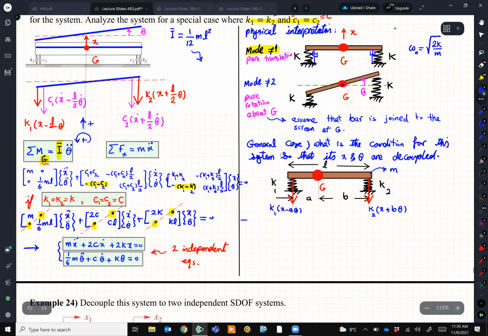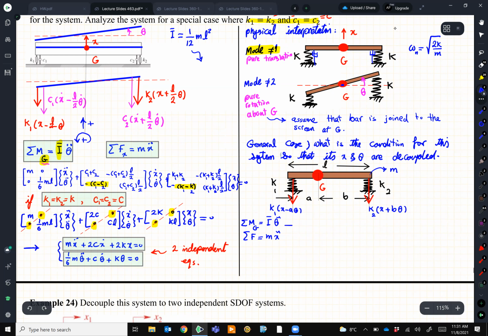I take the moment about point G equal to I bar theta double dot, and I take the forces equal to m x double dot. Two equations similar to the previous one. Again, I'll leave it to you to do all the hard work and the math. At the end, you will get to the stiffness matrix, which you wish to be decoupled. All right, maybe we should go to the pane and write it down. Let's write it down together quickly.